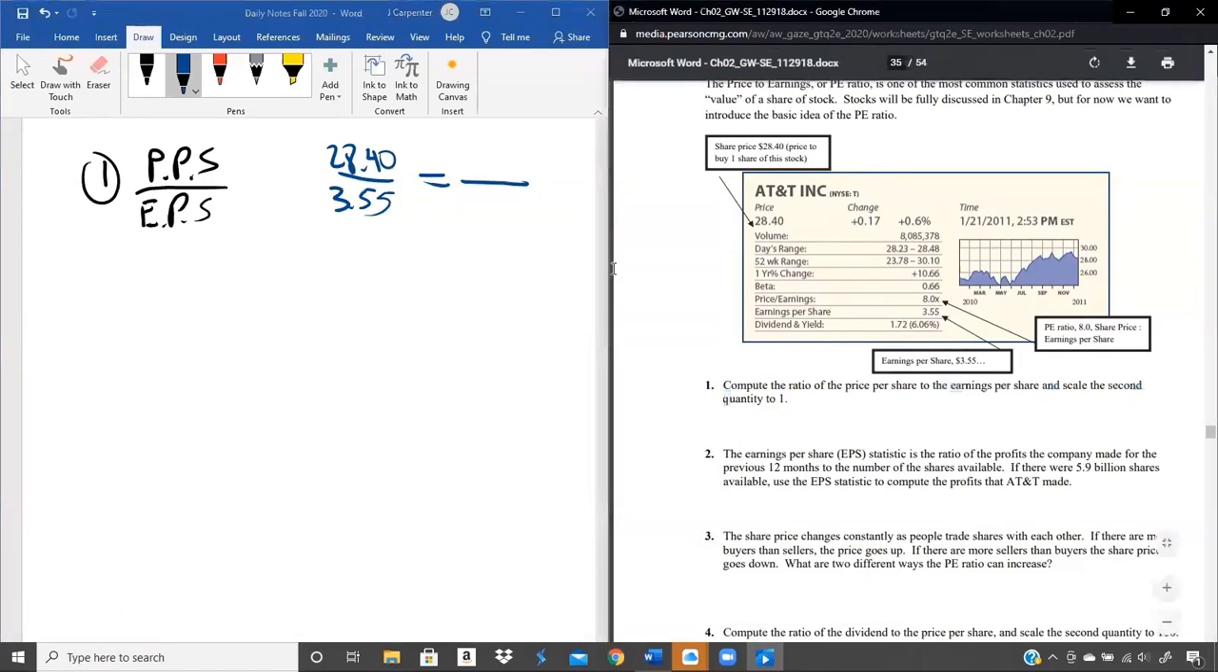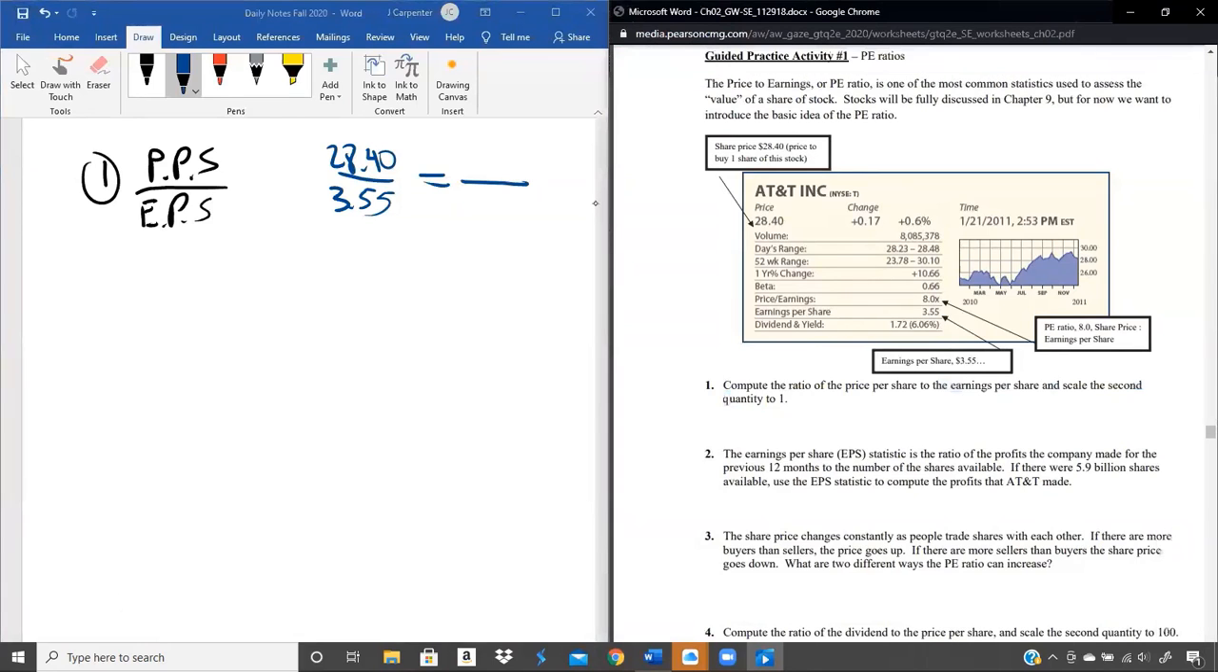But then they said to scale the second quantity to 1. What's the second? Top or the bottom? It's the bottom. It's first in the top, second in the bottom. So when they say to scale it to 1, that says to put a 1 there. It doesn't say just turn the 355 into 1. Scaling something means to build a proportion and to scale the specific number to 1.